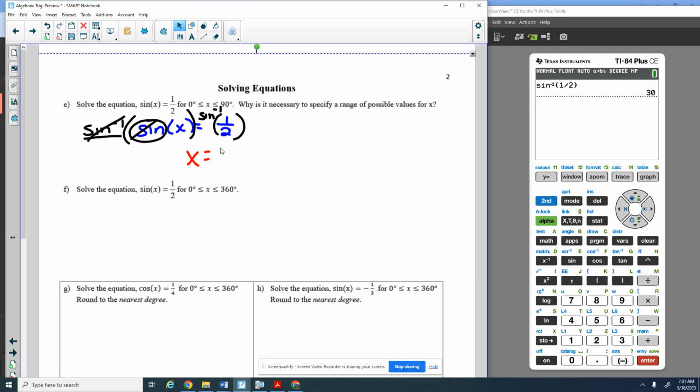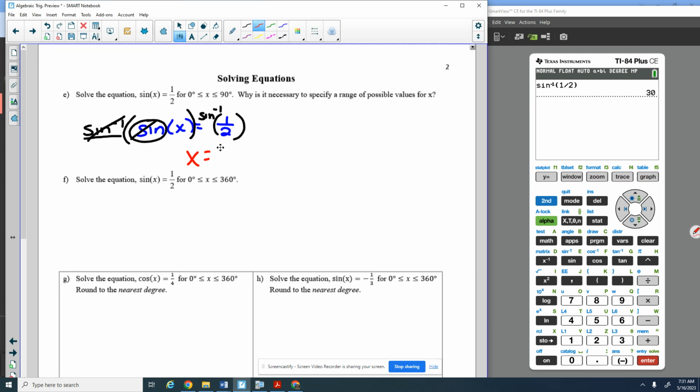Now, the question is, why is it necessary to specify a range of possible values for x? Well, now that we know about the unit circle and the quadrants, we know that there's many places where sine equals 1/2. If you think about a sine graph, right, it goes up and down and it crosses 1/2 many times. So there's actually an infinite number of answers. Your calculator is only going to give you one on a certain range of values, but there are other answers, which we're going to see in the next problem.